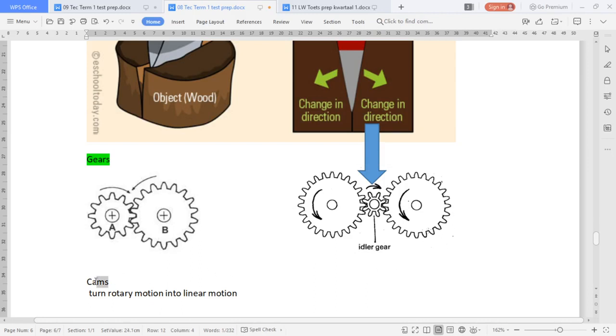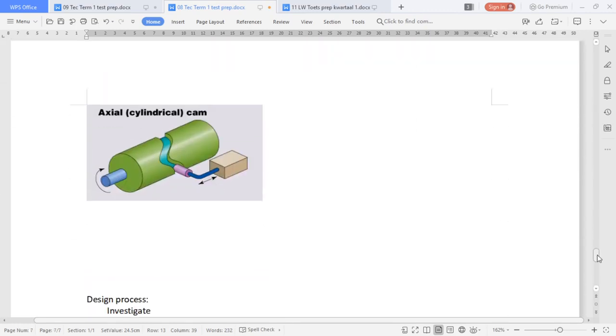Then we've got a cam. A cam is something that turns rotary motion into linear motion. So one thing turns. Here we've got a cylinder that's turning around, and as this one turns, we've got linear motion on this side. So it goes from going around and around, to going in a straight line. So that's a cam. It goes from circular, rotary motion to linear motion.